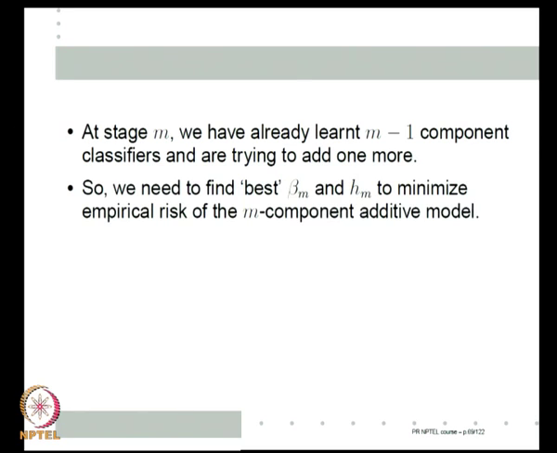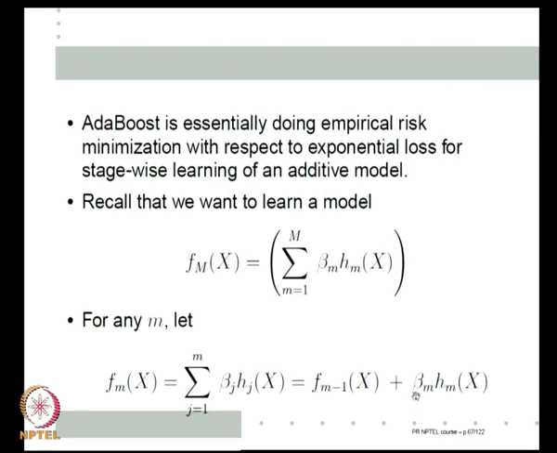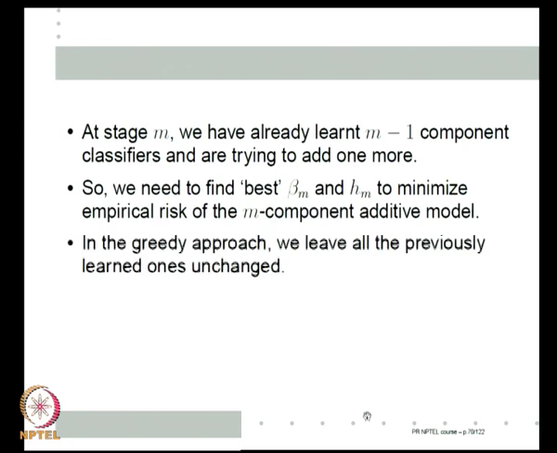So, we need to find the best beta_m and h_m to minimize the empirical risk of the m component additive model. That is the whole idea of the approach. In the greedy approach, we leave all the previously learnt ones unchanged. As I said, we are asking what is the best f_m at the mth stage. When I say best f_m, I minimize empirical risk by taking f_{m-1}(x) plus beta_m h_m(x) as my model. But in this model, the only thing that is tweakable is beta_m h_m. I will not tweak f_{m-1}. f_{m-1} I consider fixed. That is the whole idea of the greedy approach.